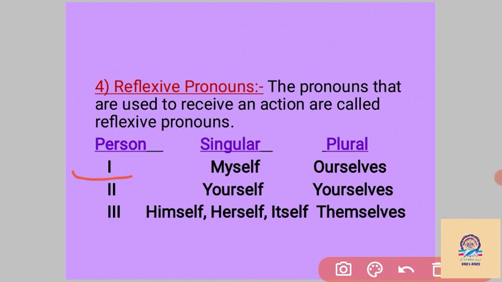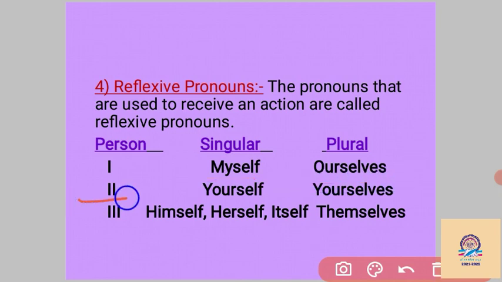If the first person is singular, we have to use myself. The speaker is the first person. Then the plural is ourselves. The speaker is more than one person, so myself changes into ourselves in the plural of the first person.